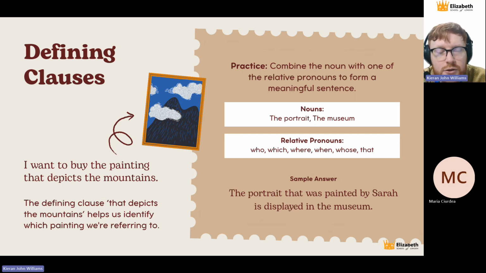So your task now, Maria, is you need to make a sentence for yourself by using portrait and museum, and you need to make a relative clause with one of these pronouns that we have here. So it could be who or which or where or when or whose or that. Okay. So can you think of a sentence that includes both of those things and a relative clause like one of these here?